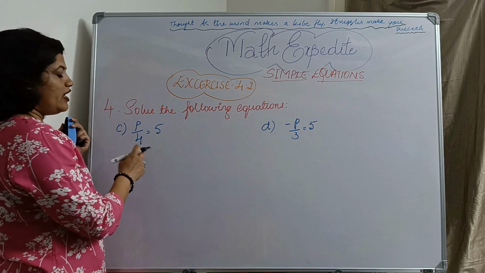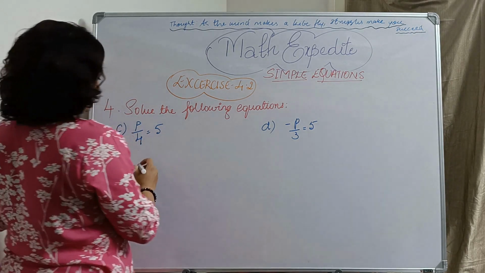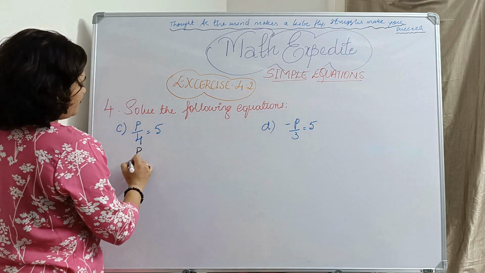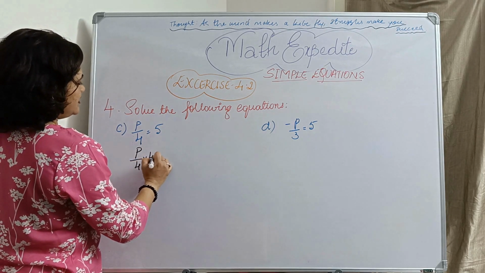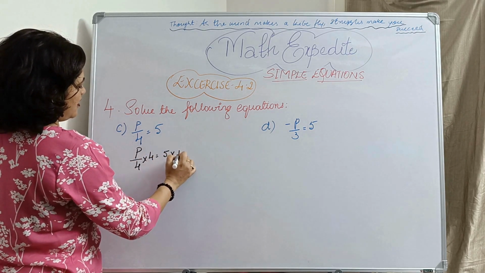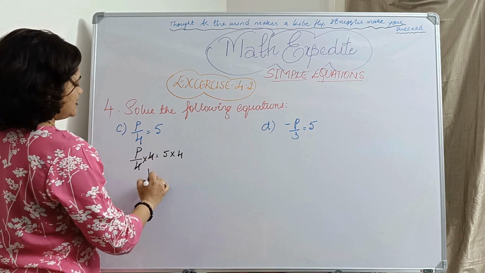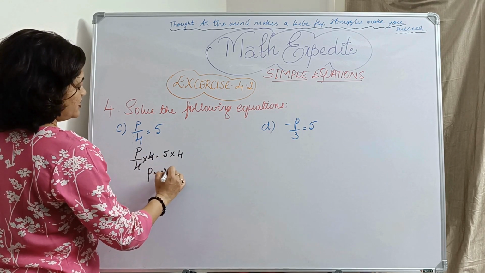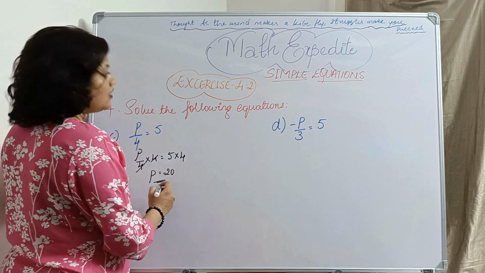Next one, p by 4 equals 5. So what are we doing? We are multiplying by 4 on both the sides. Okay, so 4 and 4 get cancelled. p equals 5 4s are 20.